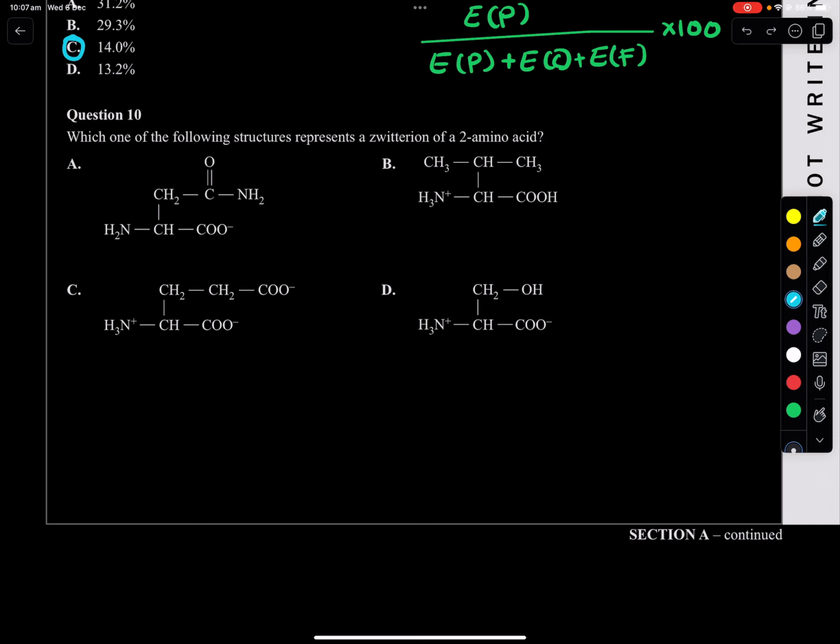So when you're doing chemistry, you're always going to be dealing with 2-amino acids, like alpha amino acids. So which one represents a zwitterion? What is a zwitterion? A zwitterion is an amino acid that is neutral. The charge cancels out to 0. And yeah, pretty much that's what a zwitterion is.